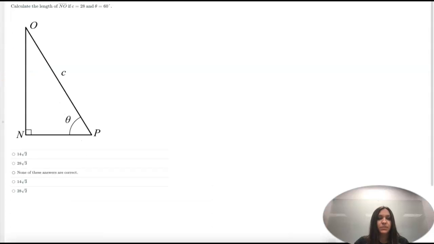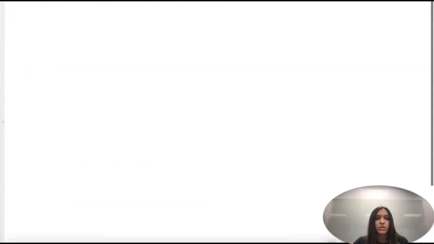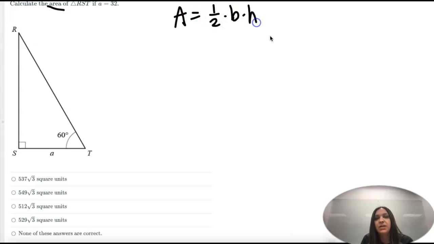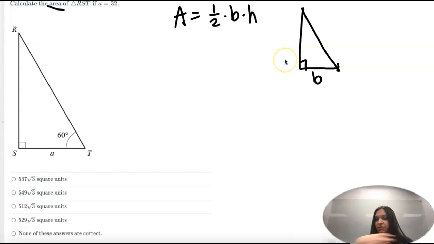Oh wait, I thought that was... I have way more. Sorry, I thought that we were done, but we're not. This is good. Let's do another 30, 60, 90. So calculate the area. So area of a triangle is 1/2 times the base times the height. Okay, so if I have a triangle, the base is what we're sitting on. It's the flat part at the bottom. And the height is what goes all the way up. So we know A is 32. So we know B is 32.